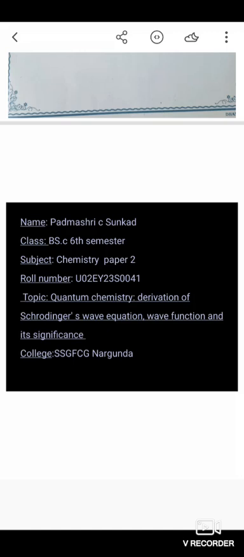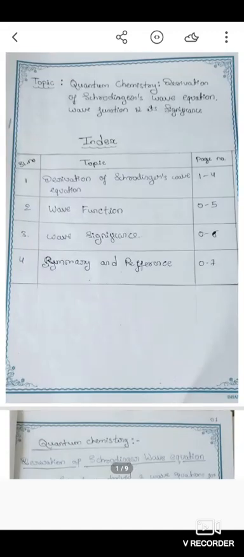My topic is Quantum Chemistry: Derivation of Schrödinger's Wave Equation, Wave Function and its Significance. Schrödinger derived a wave equation for moving particles, known as Schrödinger's fundamental wave equation, based on the idea of de Broglie's dual nature of matter. In 1926, Schrödinger derived a wave equation for moving particles called Schrödinger's wave equation.